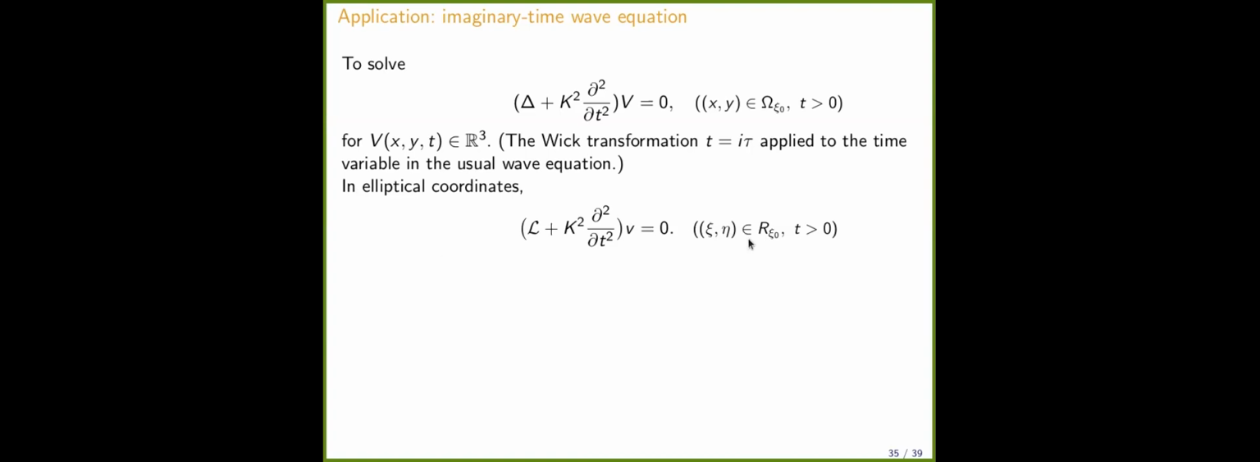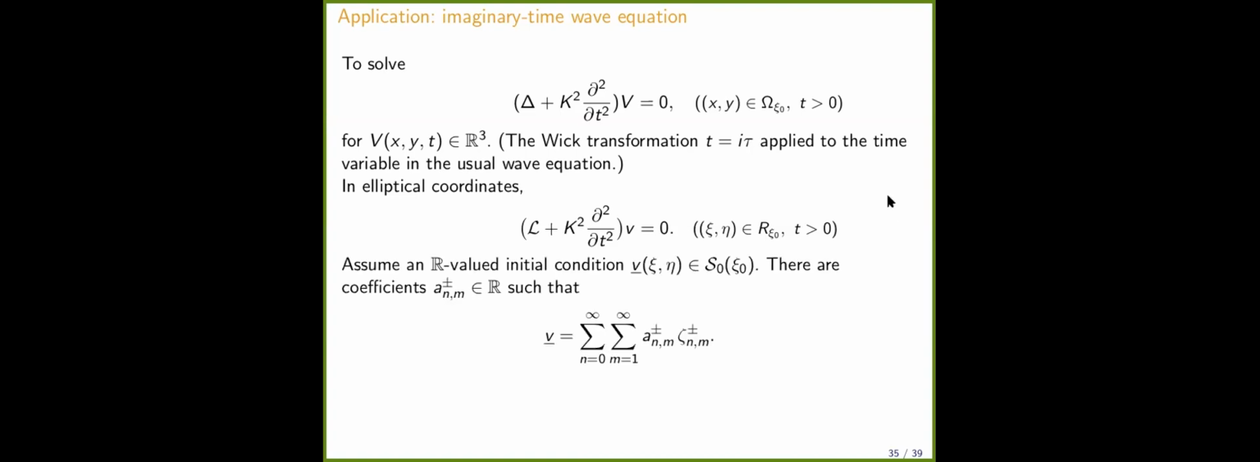And if we look at the same equation, instead of in an ellipse, in the coordinate rectangle for elliptic coordinates, we have the elliptical version of the Laplacian operator. K squared times the derivative of time doesn't change, because we only apply the elliptical coordinates to the spatial coordinate. So this is the equation I want to discuss a little bit.